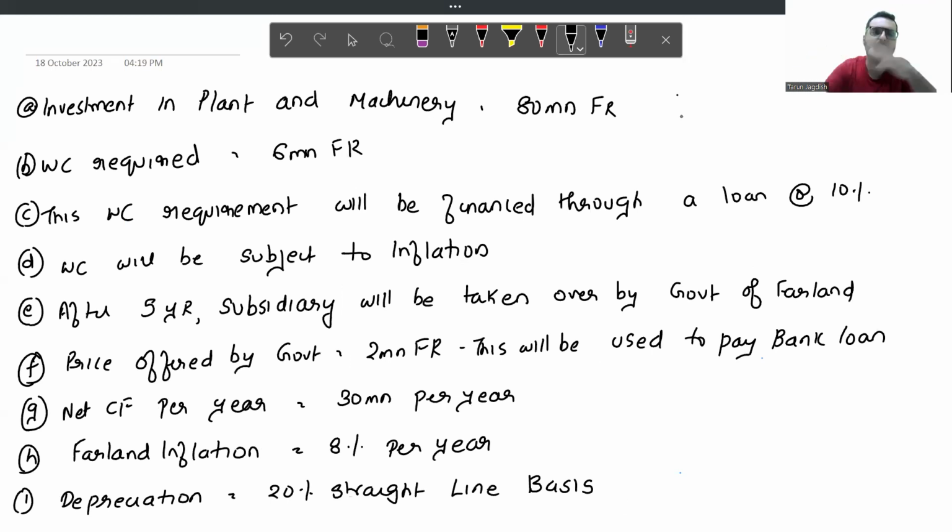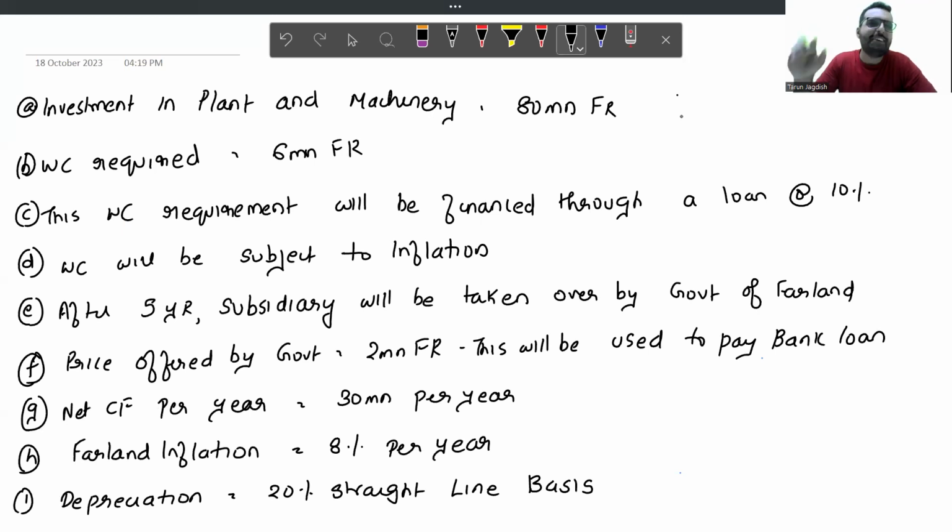You also keep speaking. Investment in plant and machinery, 80 million. Working capital required, 6 million. Sindhu, you're saying I didn't start with this first. Had I started with this, I would have gone wrong in all other sums. That's why I didn't start with this.